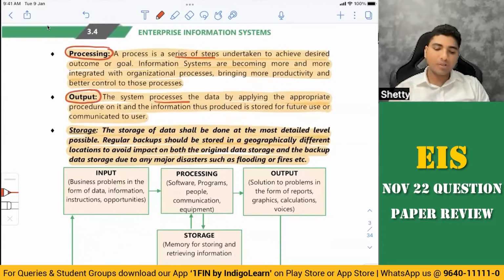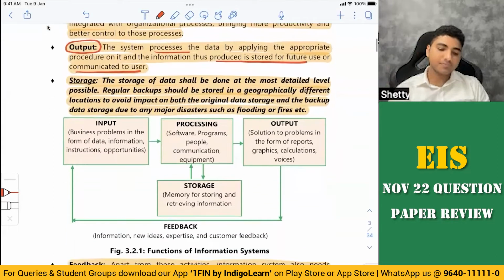And then, by applying the appropriate procedure on it, the information that is produced is stored for future use, or it is communicated to the user. Either you can directly print out the balance sheet or you can store it for future purpose. Now, storage is an important point. Where should you store? That is what they are going to talk about. Do you want to store the balance sheet or profit and loss account that you generated, as an example, in your computer only, or do you want to store it in some cloud, it could be Google Drive, or some other place? That also you have to decide.